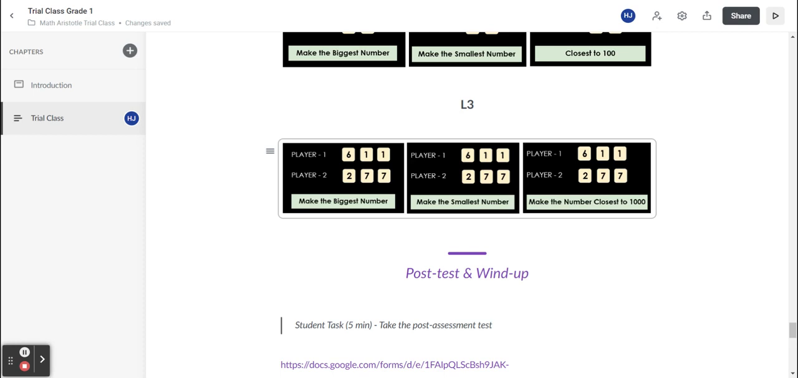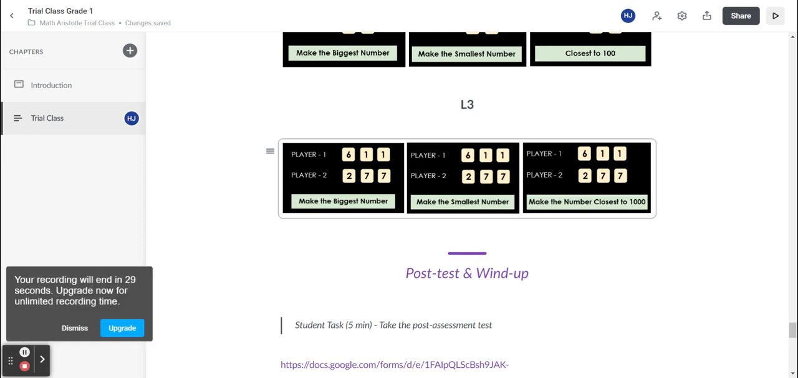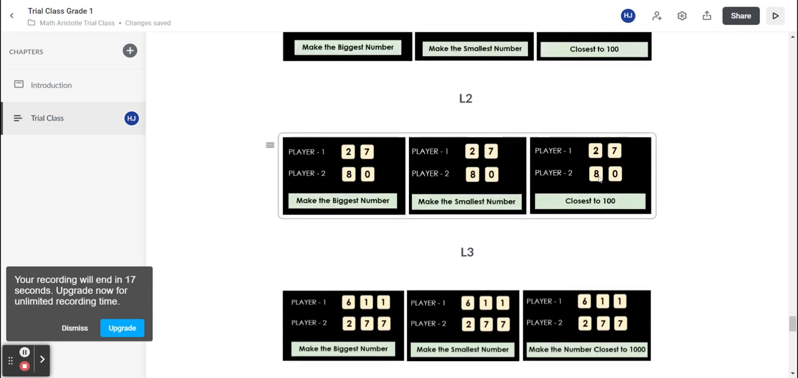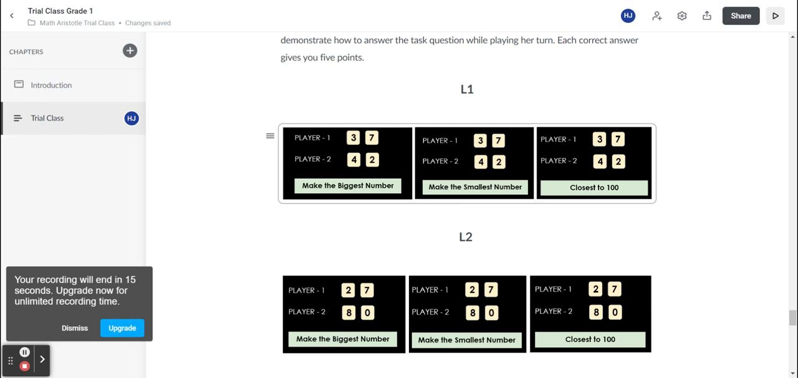And then a number closest to 1000. Here they'll have to make the biggest number because the biggest number will be closer to 1000. So again, it would be 611 and then 772. So that's how you play this. But make sure that whenever you're playing as a teacher, you explain the logic behind it so that the student is aware of how to play this game.